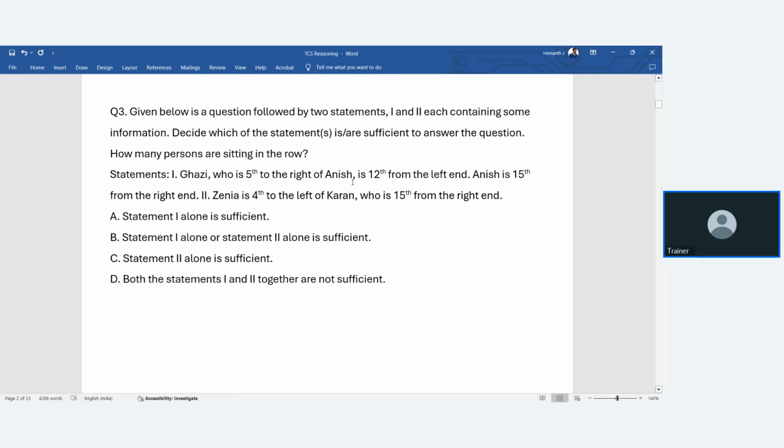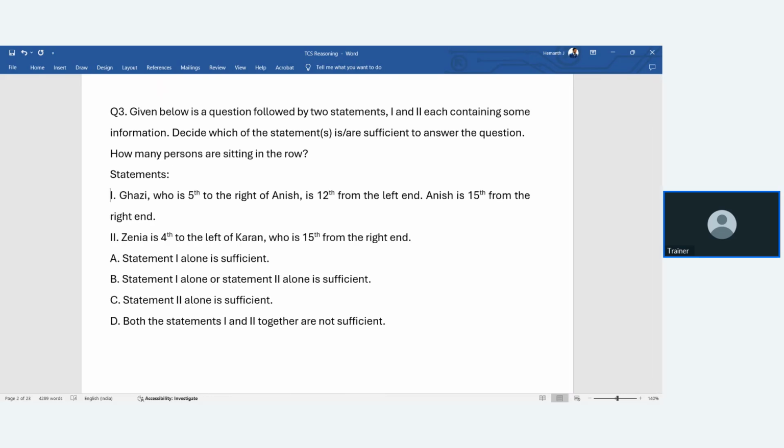So how many can you decide that? One alone, can we do it? Two alone, can we do it? Or is together required? Can we do one alone? What is the question here? You have to find how many persons are sitting in a row. In that entire row, how many people are there?